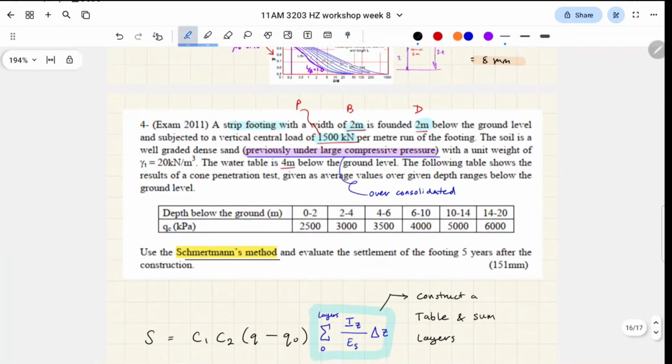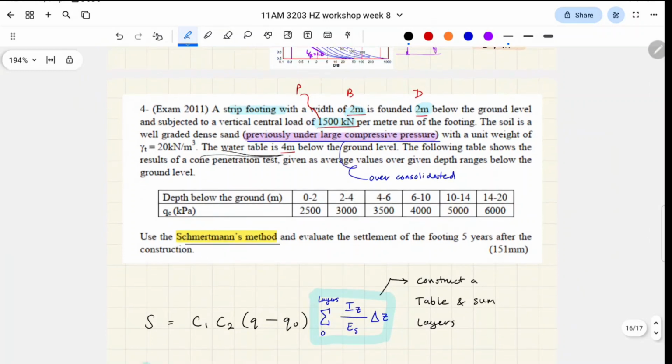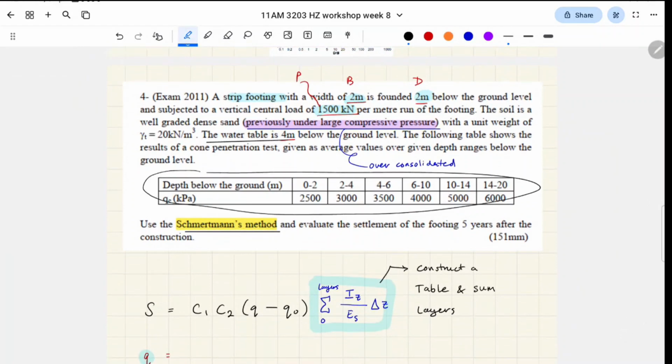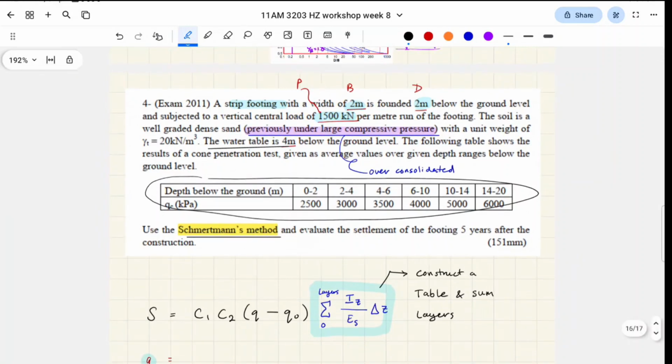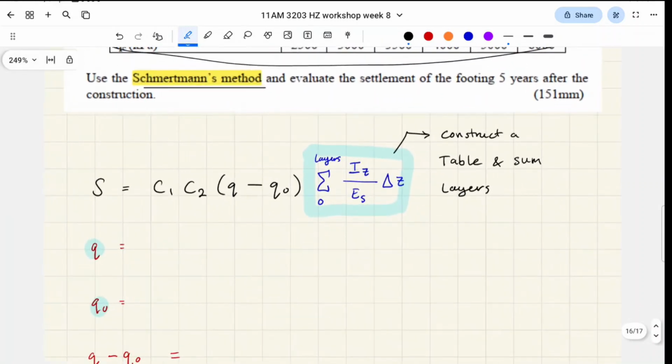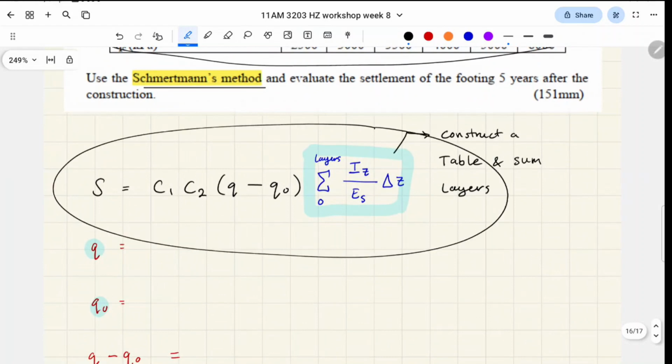We have a water table 4 meters below the ground, and the most important thing is that we're given this table, right? So this is kind of data. They took samples of what the soil behaves like at various depths into the ground. So this is what the formula for the Schmertmann method looks like, but again, we're still calculating settlement, okay?